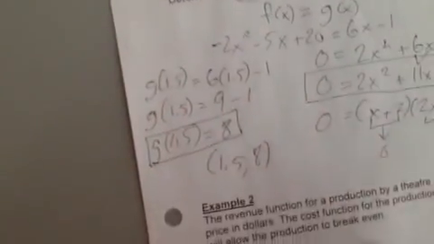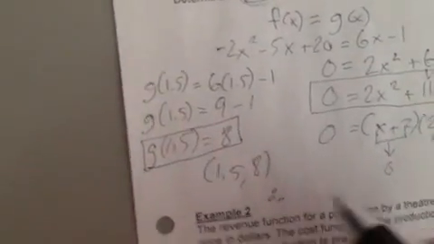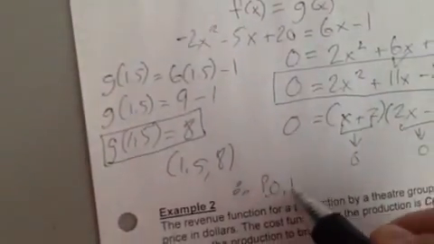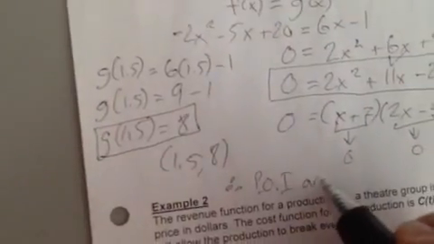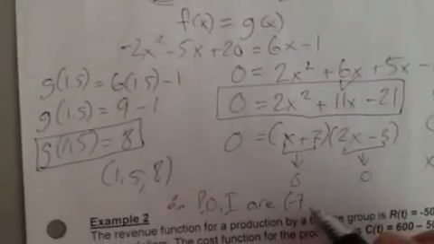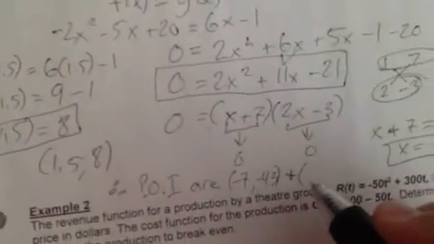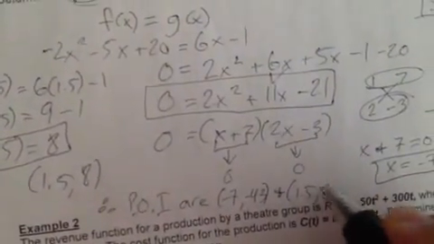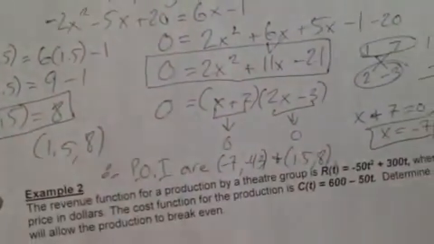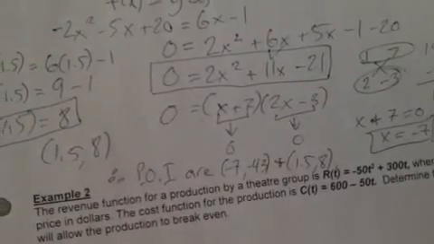1.5, 8. So therefore, the points of intersection are, the first point of intersection is -7, -43. And the second point of intersection is 1.5, 8. So those are my two points of intersection for this problem.